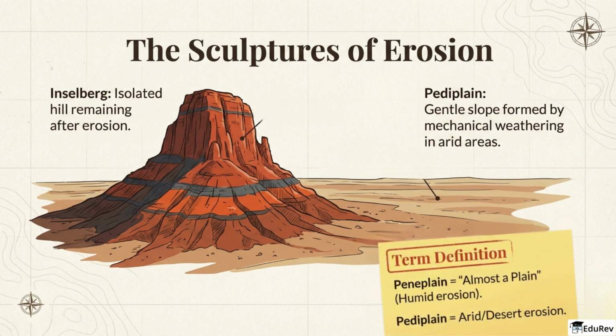Then the term definition box helps you avoid mixing two similar sounding terms. Peneplain means almost a plain, linked here with humid erosion. Pediplain is arid or desert erosion. This is a classic UPSC confusion zone. Peneplain, humid. Pediplain, arid. Now we wrap the entire story in one blueprint.